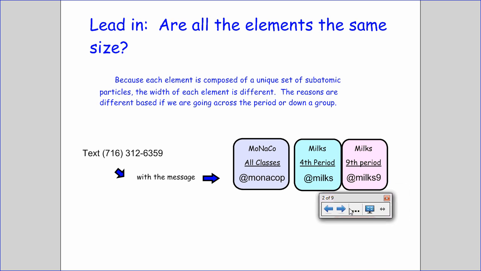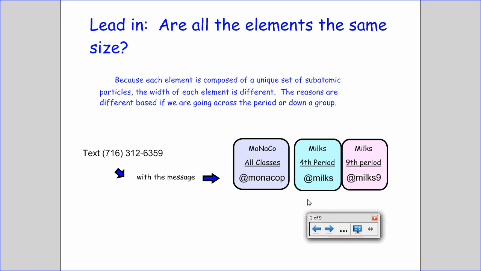Are all the elements the same size? As you saw in the graphics just a moment ago, no. Because each element is composed of a unique set of subatomic particles, the width of each element is different. The reasons are different based on whether we are going across a period or down a group. And the great big answer for why this trend exists is shielding.